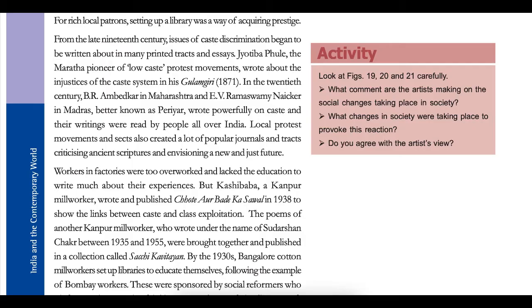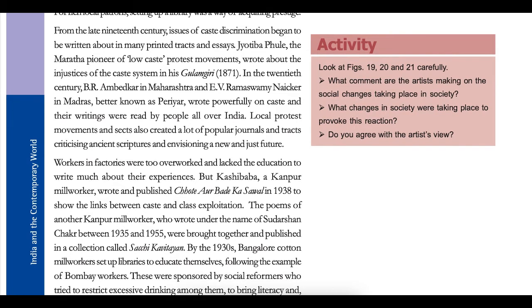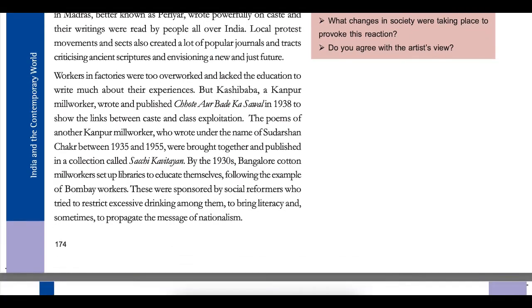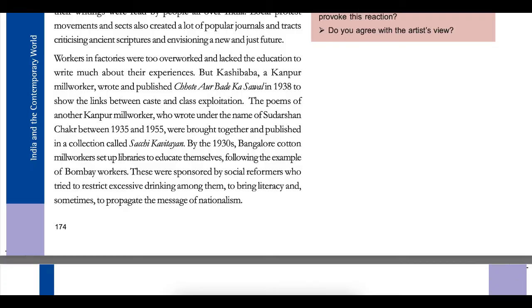From the late 19th century, issues of caste discrimination began to be written about in many printed tracts and essays. Jyotiba Phule, a Maratha pioneer of low caste protest movements, wrote about the injustice of the caste system in his Gulamgiri, 1871. In the 20th century, B.R. Ambedkar in Maharashtra and E.V. Ramaswamy Naikar in Madras, better known as Periyar, wrote powerfully on caste, and their writings were read by people all over India. Local protest movements and sects also created a lot of popular journals and tracts criticizing ancient scriptures and envisioning a new and just future.